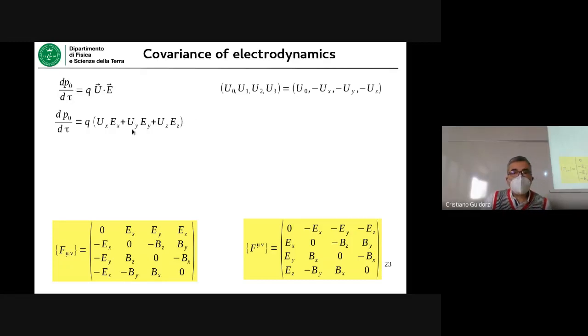So in particular, Ex, so ux is minus u1. So here you should have a minus 1. But F01 is minus Ex, so minus minus plus. You see that here you have F01, F02, F03, so you are moving along this row. So all three components of the electric field with minus sign. But at the same time, you have all three spatial components of the velocity, and all of them have the minus sign. So all plus.